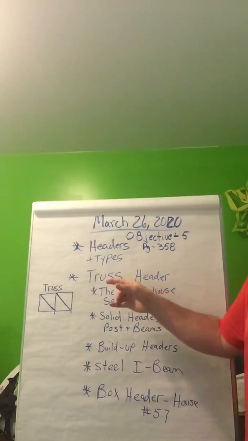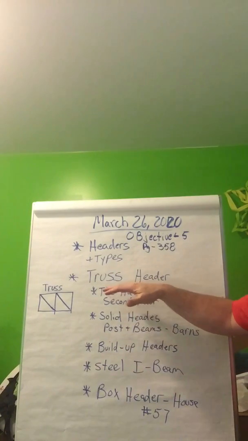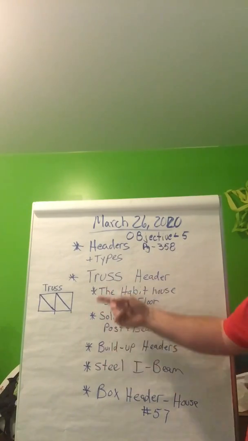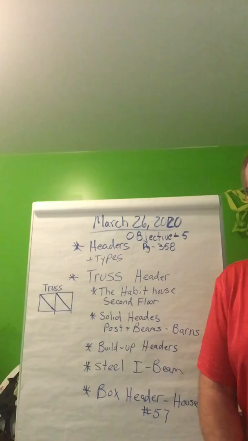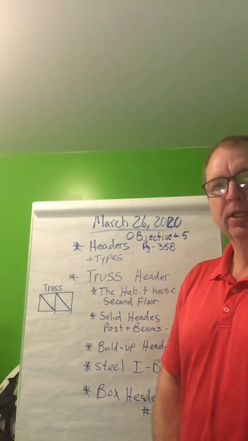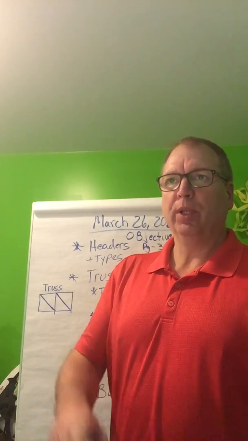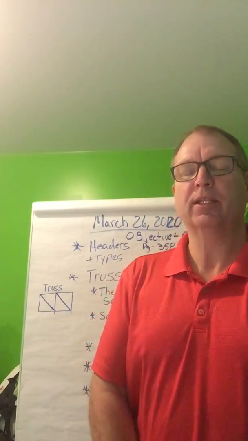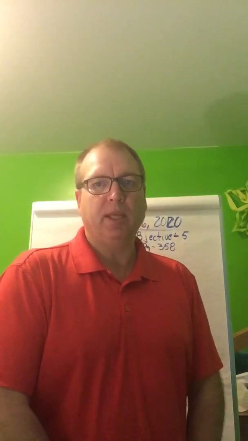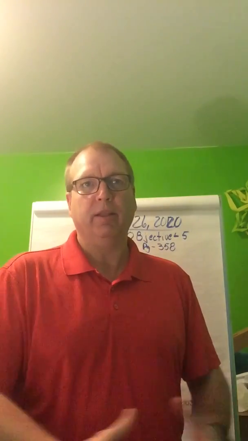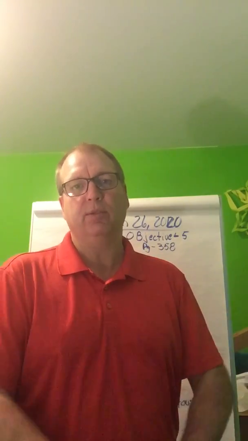So, different types of headers. One of the biggest ones, the most expensive, is the truss header. That's what we used on the Habitat House. And the Habitat House, remember, they had the webs, and in the center, they were able to run the pipes and everything else, electric wire, everything. They had chases right down the middle.